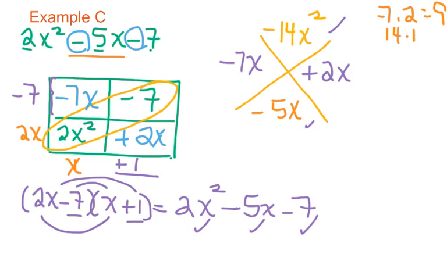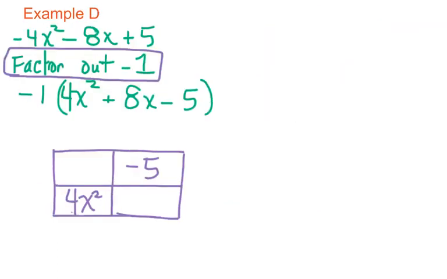The last example that I'm going to do is example D. There are a couple of different ways to do example D. I'm going to do it in a very straightforward manner, and then I'm going to show it where I factor out a negative number to make our lives a little easier. So here we go. In example D, I've got negative 4x squared minus 8x plus 5. And the very first thing that I want to do is factor out a negative 1.